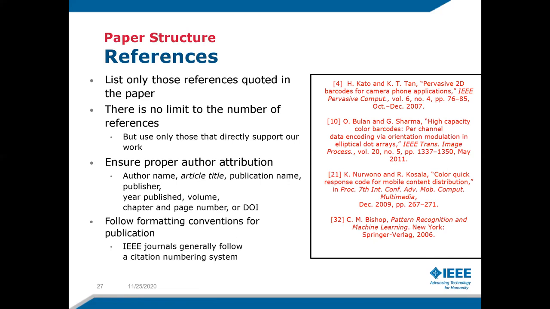And ensure proper author attribution, right? This is the reference style. I just mentioned that if we check carefully, this problem can be avoided. And match the convention for publication. For example, IEEE journals generally follow a citation numbering system. We have a template. We just need to follow the template and double check, triple check our references to make sure they have proper attribution and the correct format, all the numbers are correct, all the references are correctly listed, and we are not quoting inappropriate references.